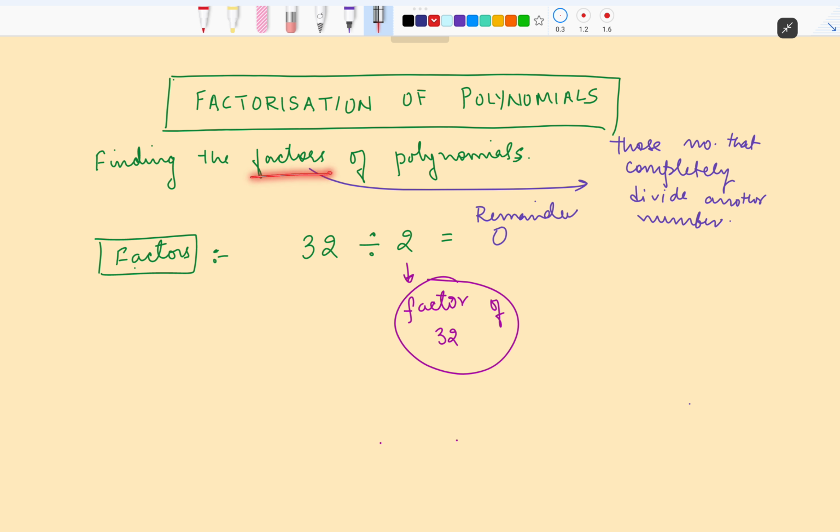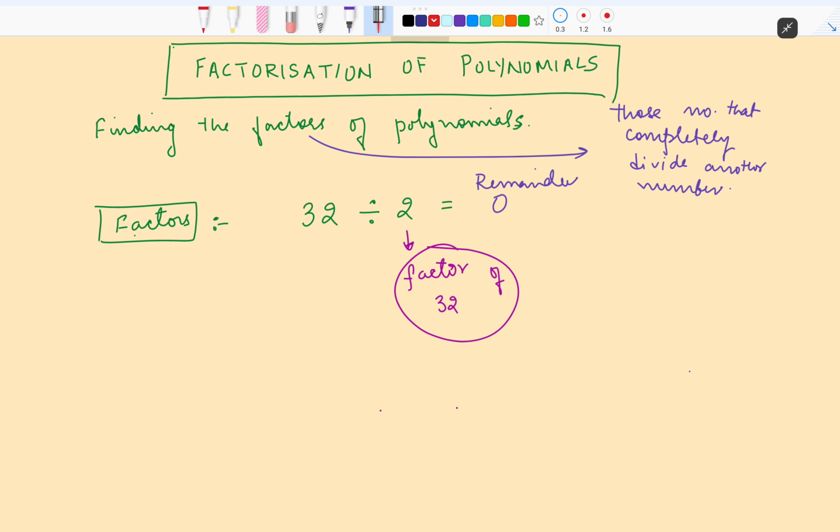Okay, now factors. What do you understand by factors? To put it simply, those numbers that can completely divide another number would be factors of that number. For example, 2 completely divides 32. So that means 2 would be a factor of 32, right? Similarly, we have to find out those polynomials under this topic which can completely divide another polynomial, right? We have to find the factors of a particular polynomial.